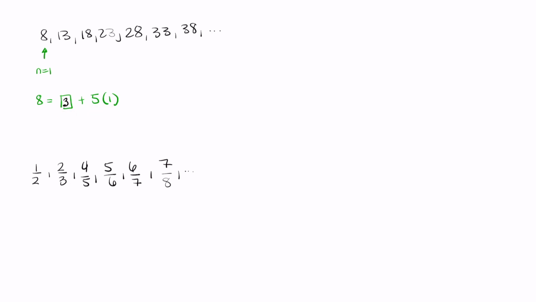So I can continue to do this. Say for this next term, n equals 2, we have 13 equals some number plus 5 times 2. And if you notice, this is 10, and this is also going to be a 3. So I think the only real thing that we need here is to just replace this with an n, and that'll give us every term. So our sequence here is just 3 plus 5n from n equals 1 to infinity.